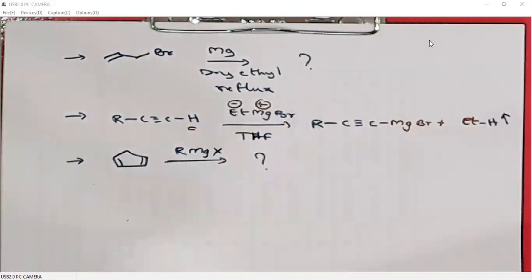All other Grignard reagents are commercially available. So whenever we want to buy them, whenever we want to use them, we can buy them. So they are all commercially available. Please take the notes simultaneously.